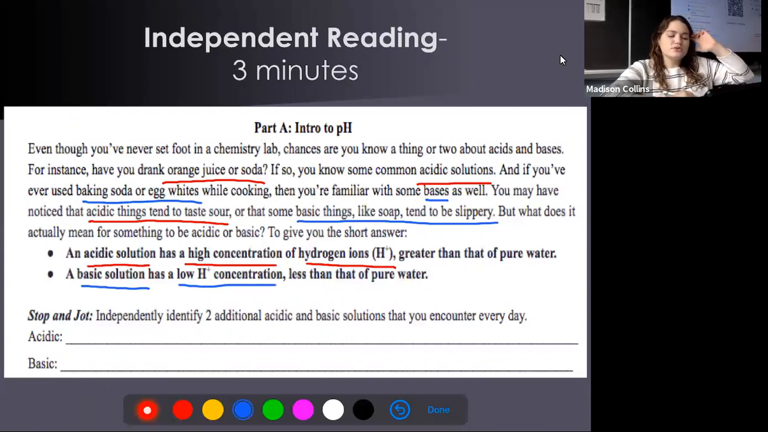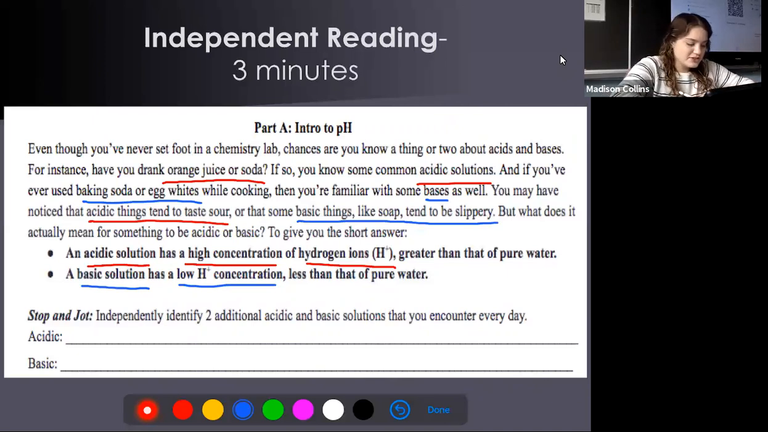So using that information, I want you to independently identify 2 additional acidic and basic solutions that you encounter every day. We've already seen that some examples of acidic solutions are things like orange juice or soda, and some examples of basic solutions are things like baking soda or egg whites. So use that information to write down 2 additional acids and bases that you encounter every day. Pause this video, then we'll go over it together.